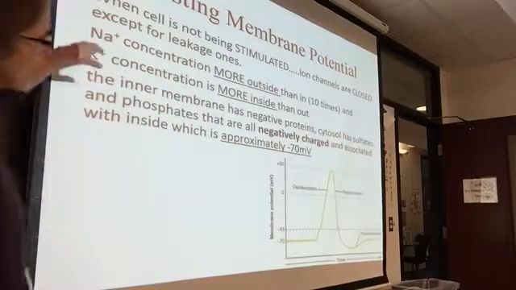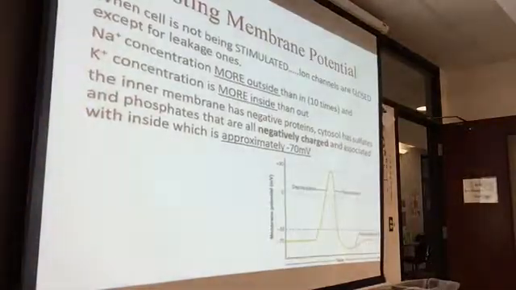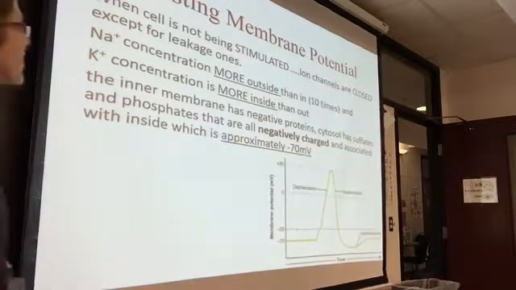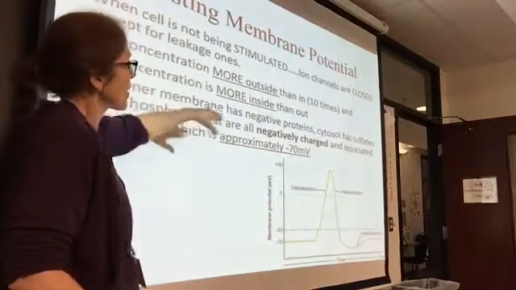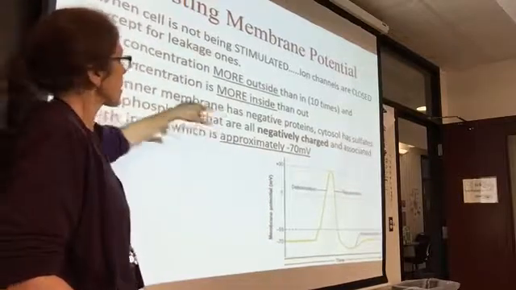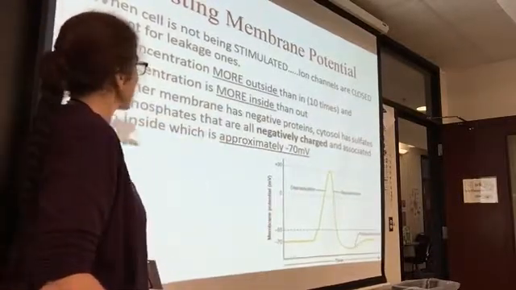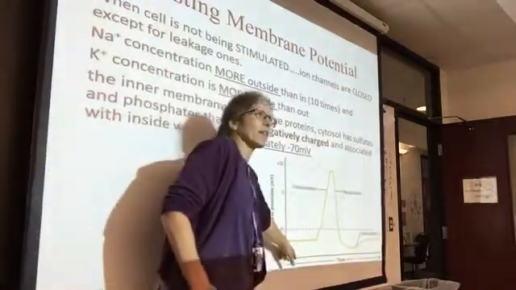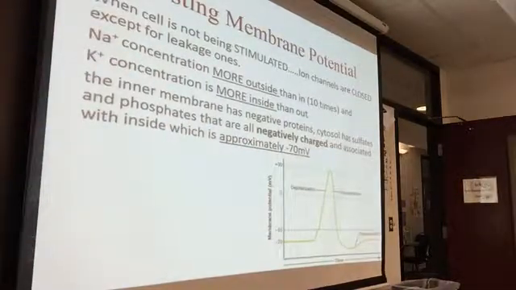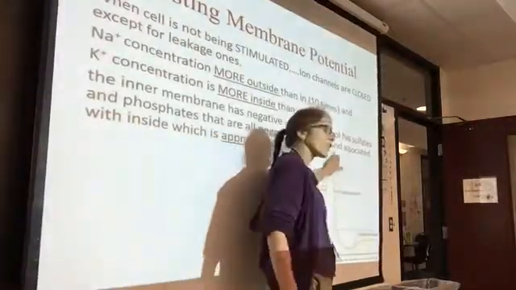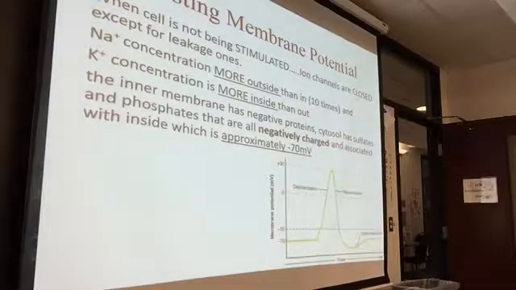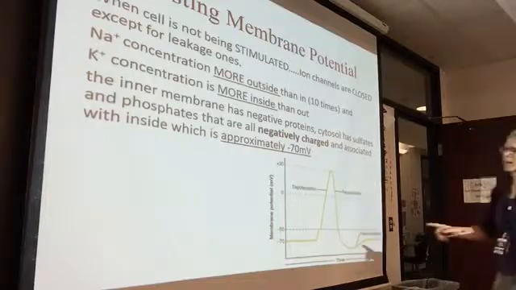Sodium is about 10 times higher outside than inside. Potassium is just in general higher inside. So we have negative proteins. Cytosol is the stuff inside the cell, so the inner membrane has negative proteins associated with it. The cytosol has sulfates and phosphates, all negatively charged and associated with the inside. So we get negative inside, positive outside, with no change occurring. So please understand what we're following here is change in electrical events, millivolts. But right now, we're right here.